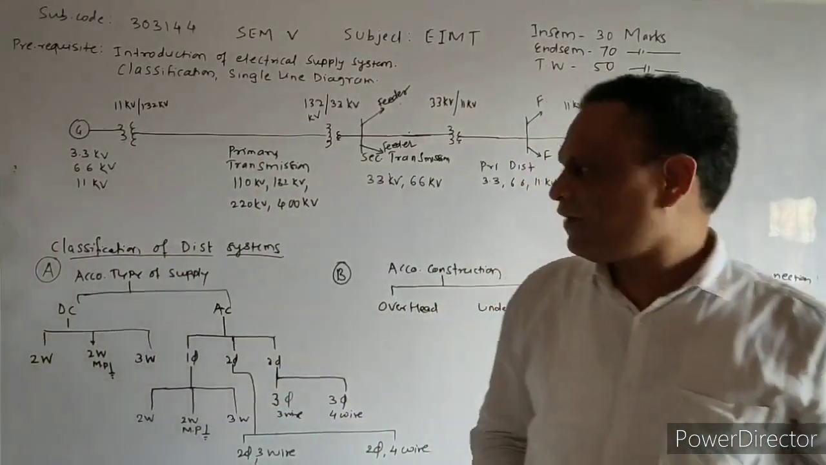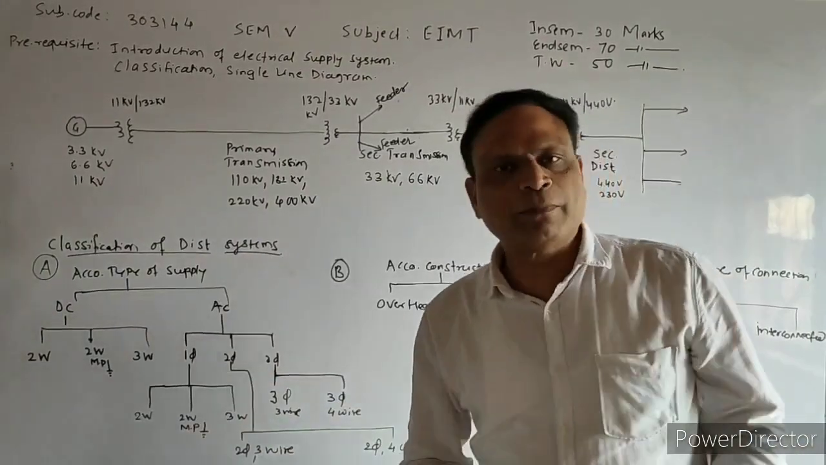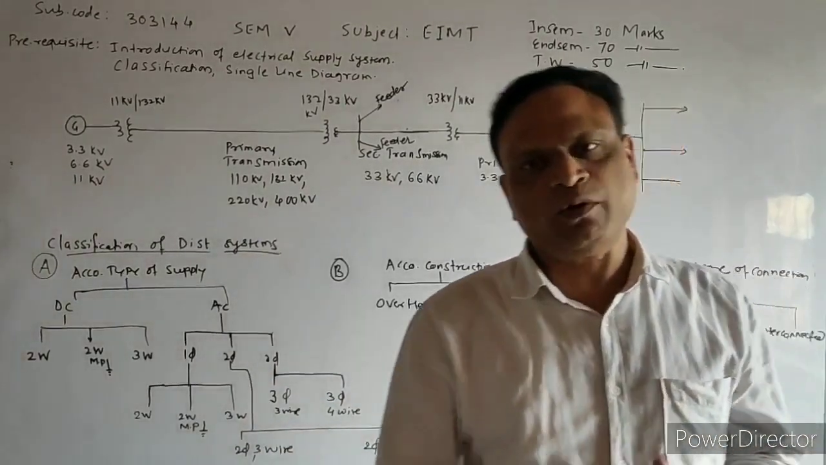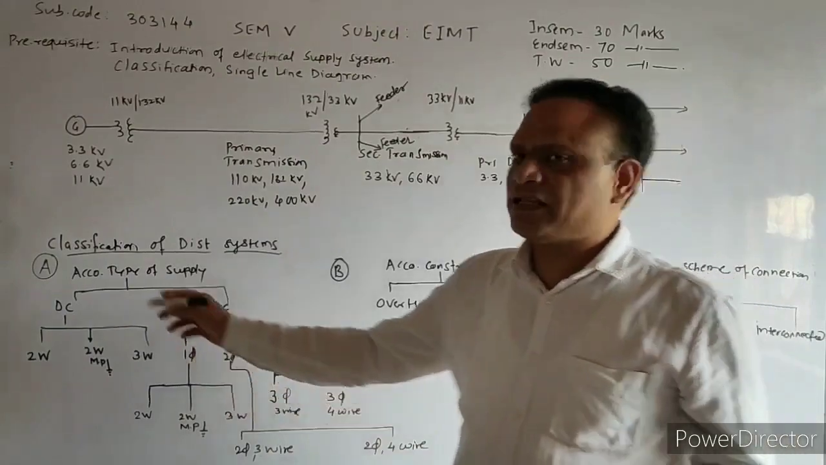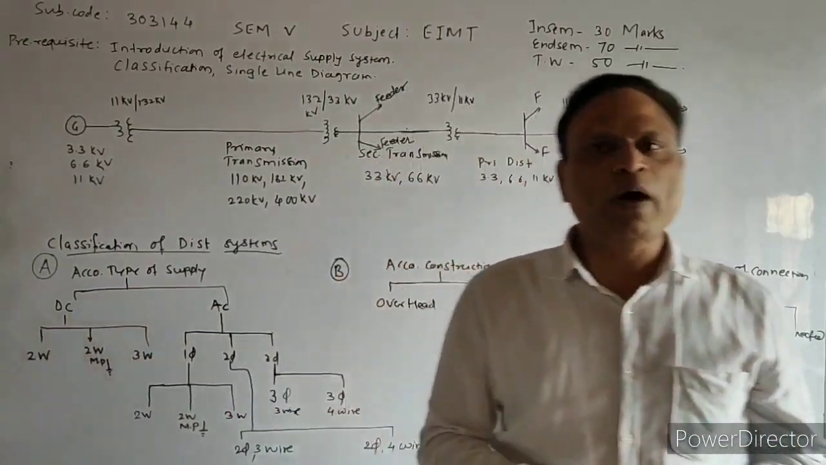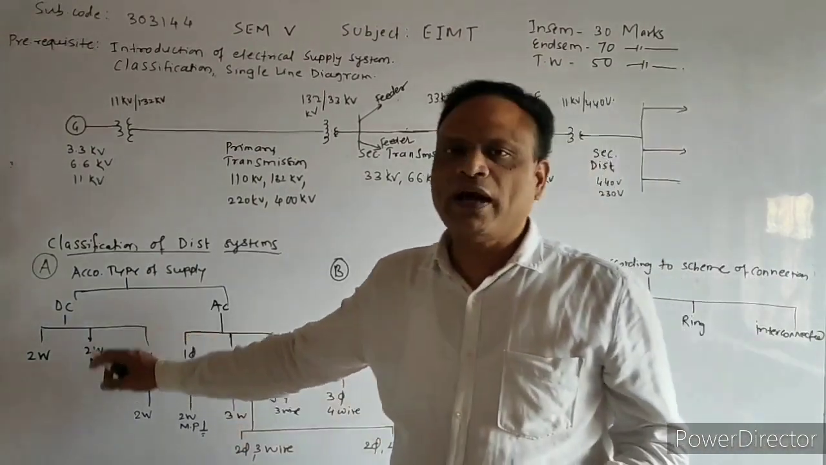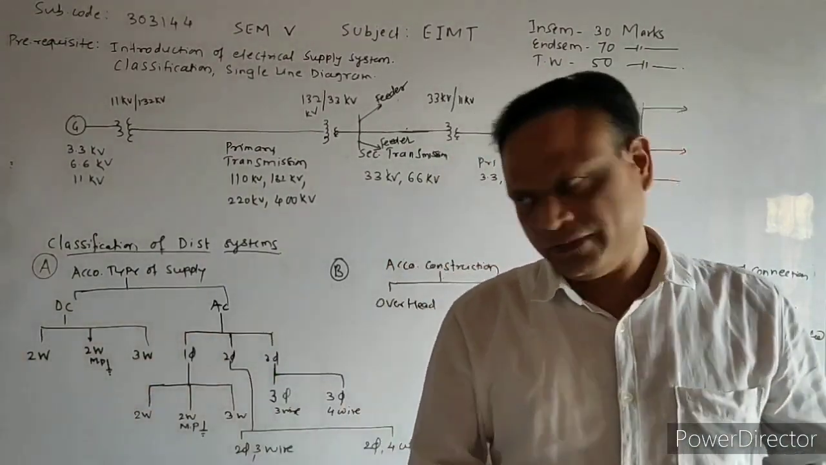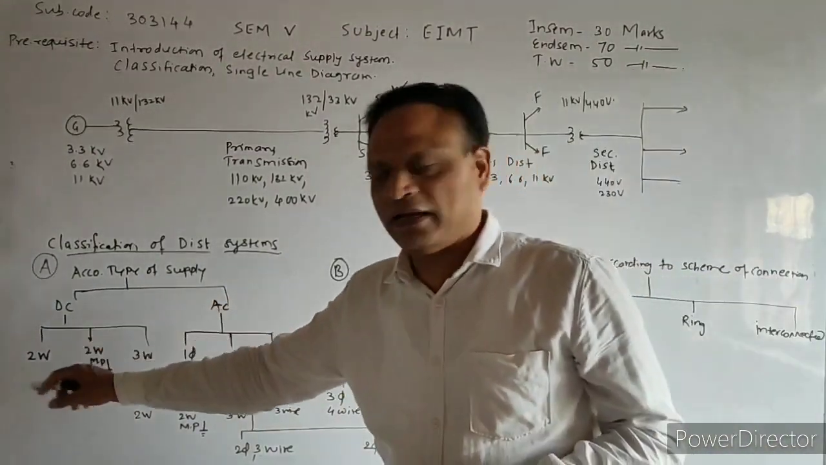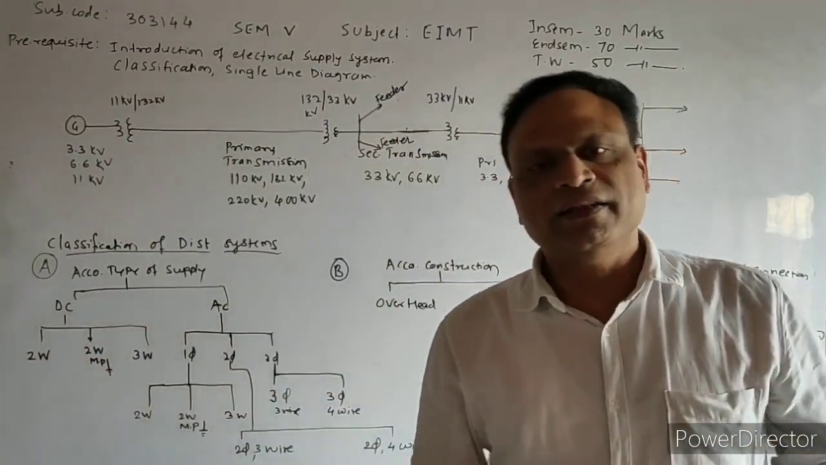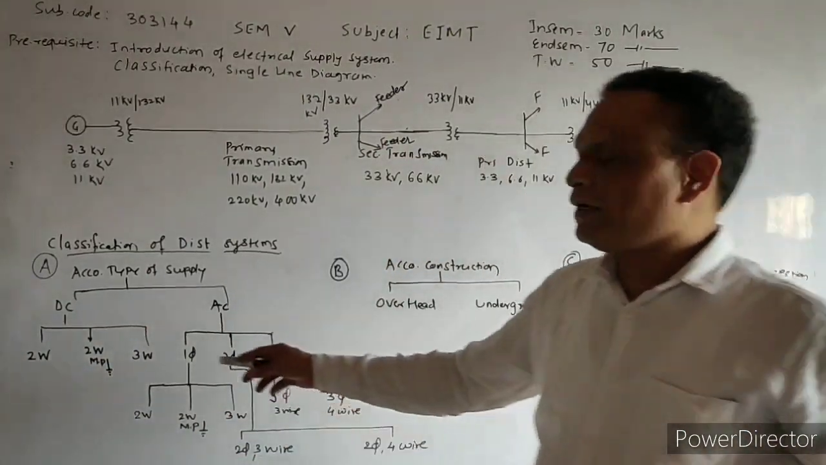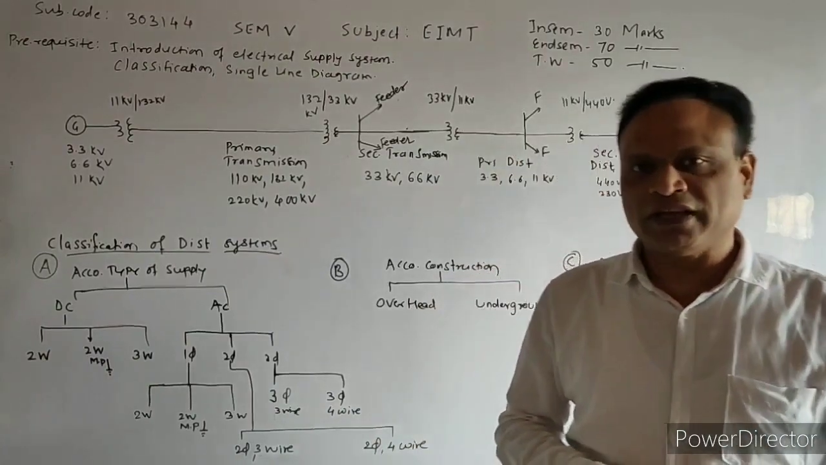Distribution systems are classified according to the type of supply, meaning whether the supply is AC or DC. If it is a DC supply, then whether it is a 2-wire system, a 3-wire system, or a 2-wire system with midpoint earth. So accordingly DC will be classified. If it is AC, then it will be either single phase, 2 phase, or 3 phase.